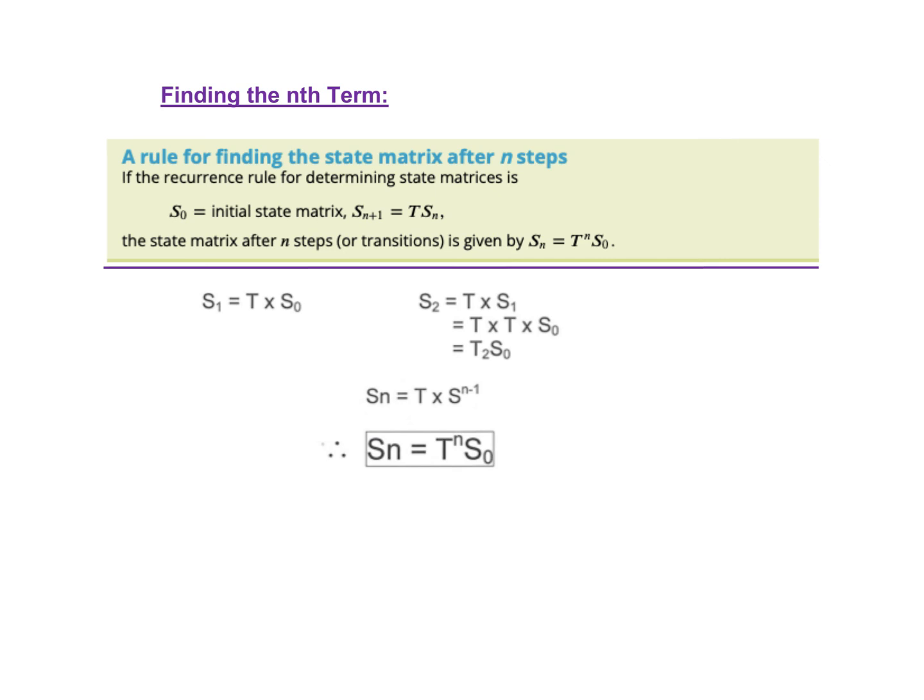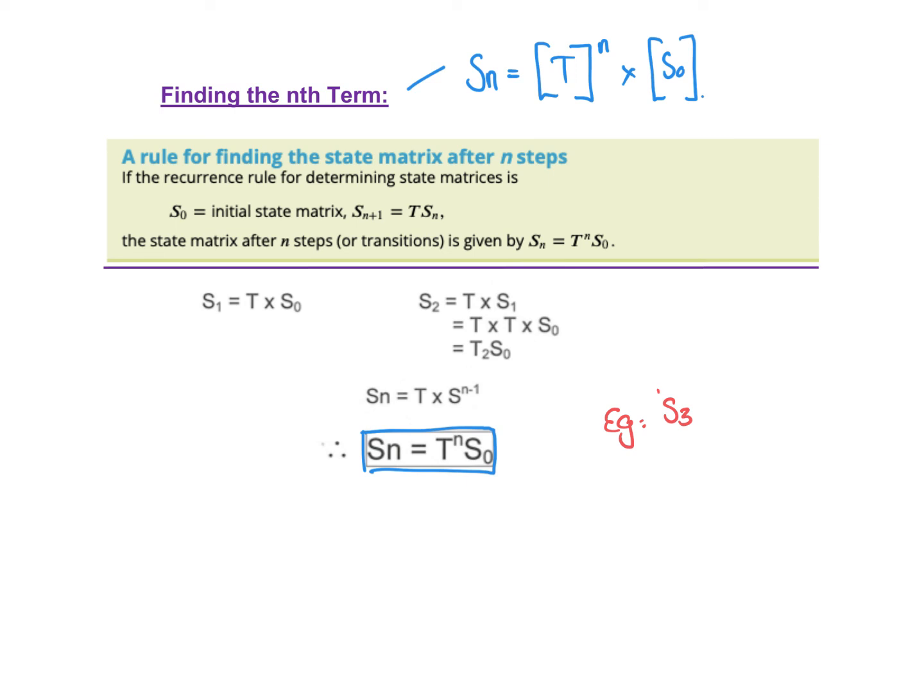Okay, so this is just explaining that nth term formula. What was the nth term is when we said Sn: to find any state, we're going to do the transition to the power of n times the initial beginning. That's what is written here. So say for our example we just did, if you remember, when we wanted to find state 3, we did the transition to the power of 3 times S0, the original.